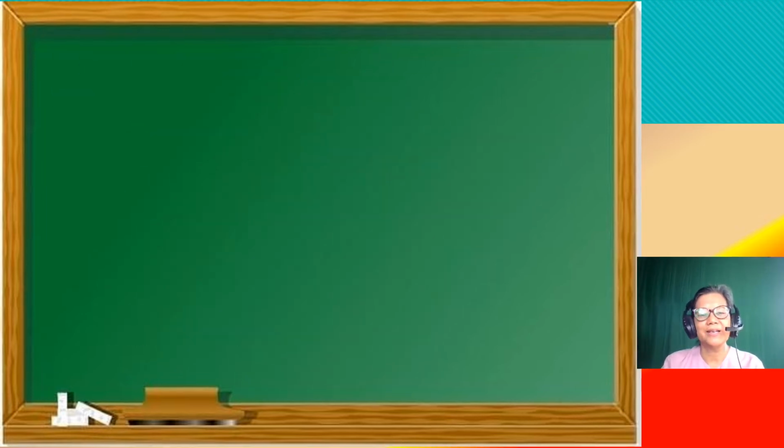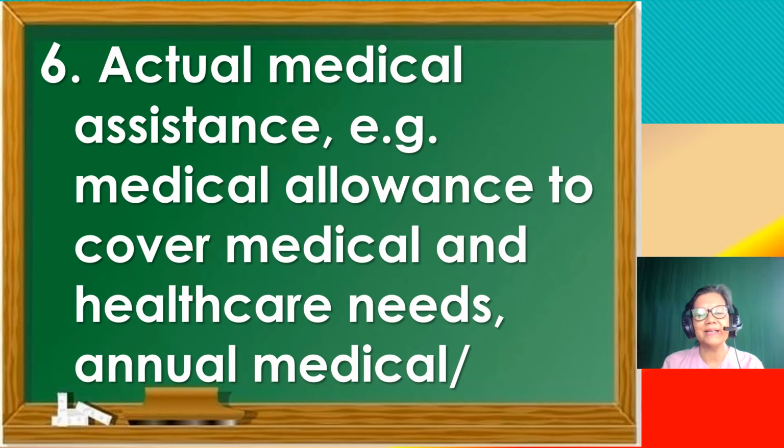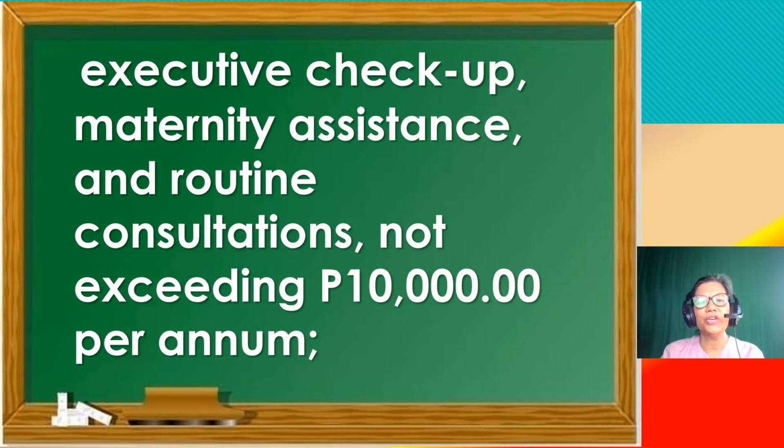Number 6, we have actual medical assistance. Example, medical allowance to cover medical and healthcare needs: annual medical, executive checkup, maternity assistance, and routine consultations not exceeding 10,000 pesos per annum.